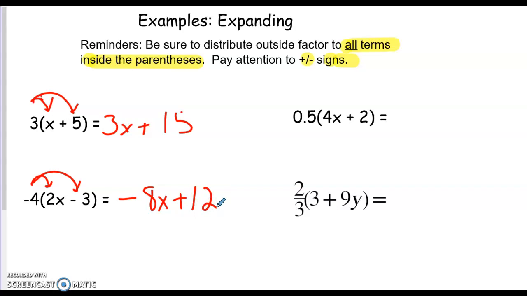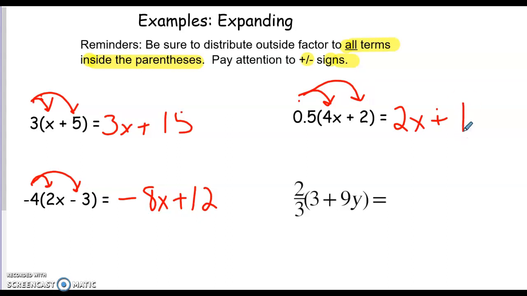All right, then we have to deal with decimals and fractions. You have a calculator for the decimals. That's pretty straightforward. 0.5 times 4 is 2, so that would be 2x, and 0.5 times 2 is 1, so 2x plus 1.